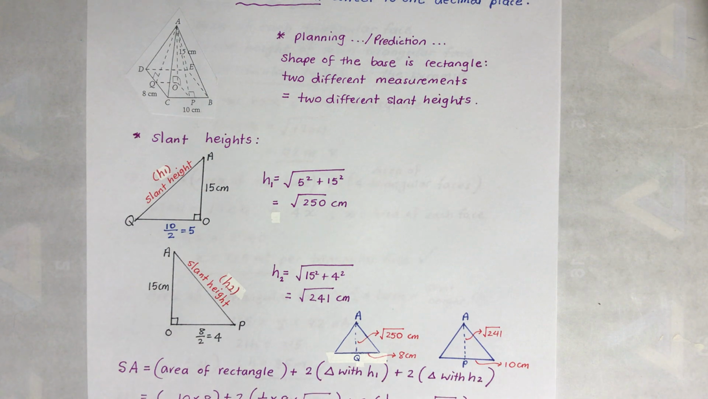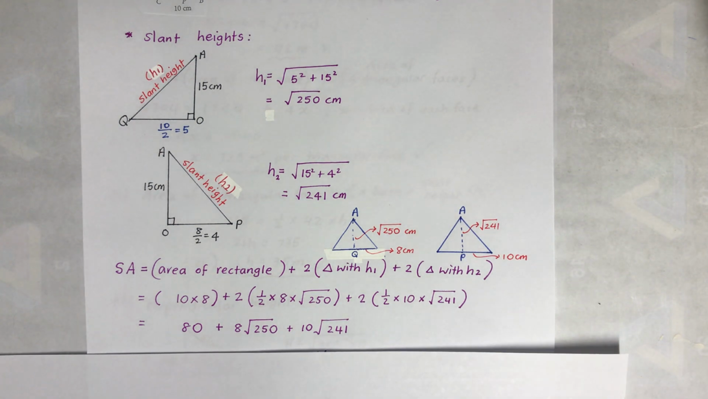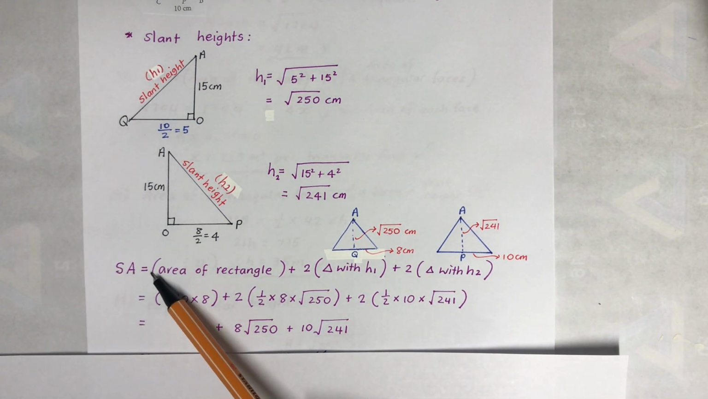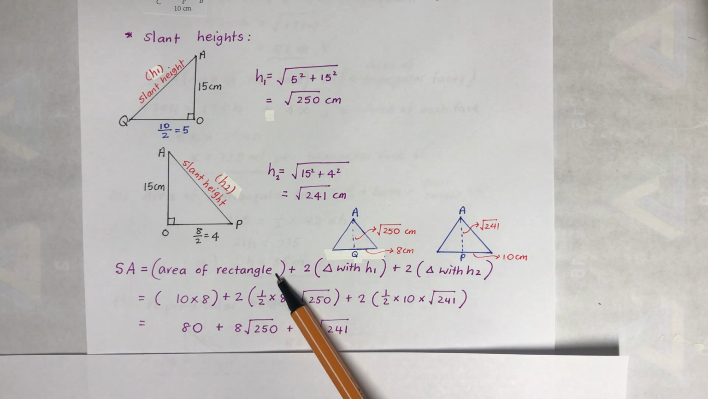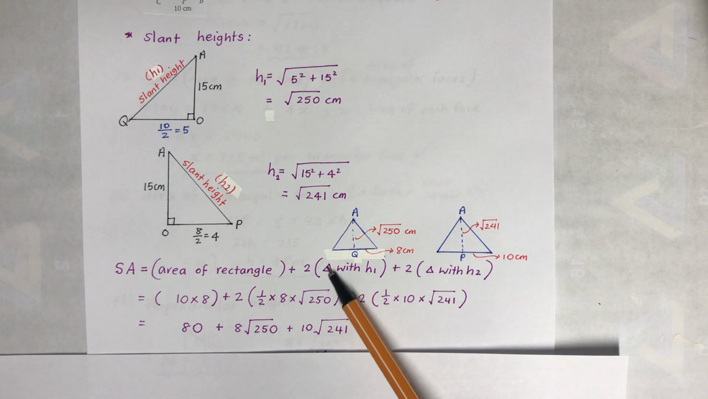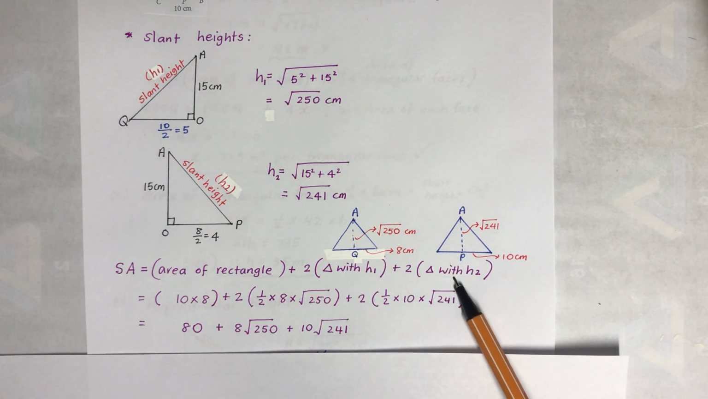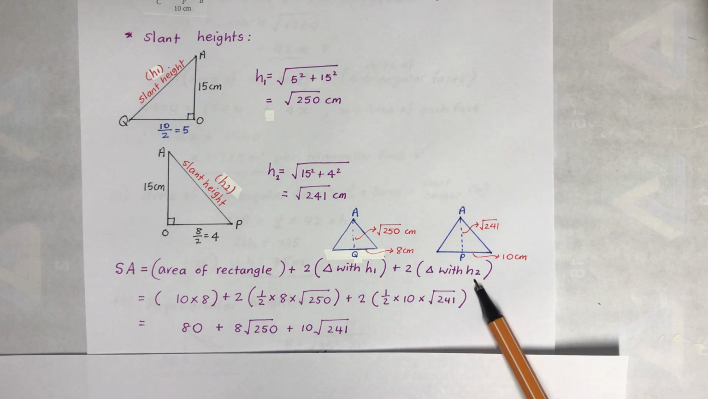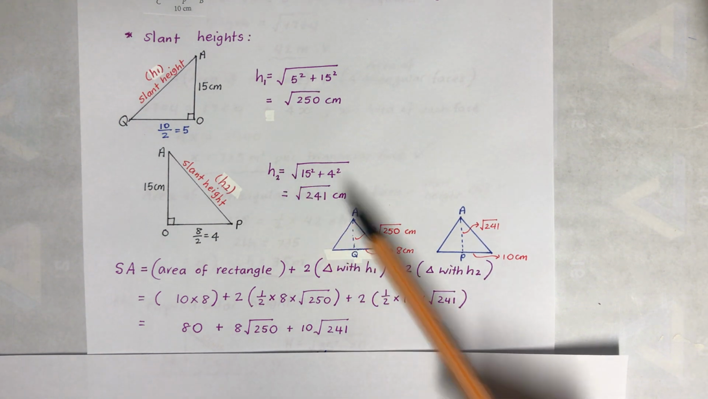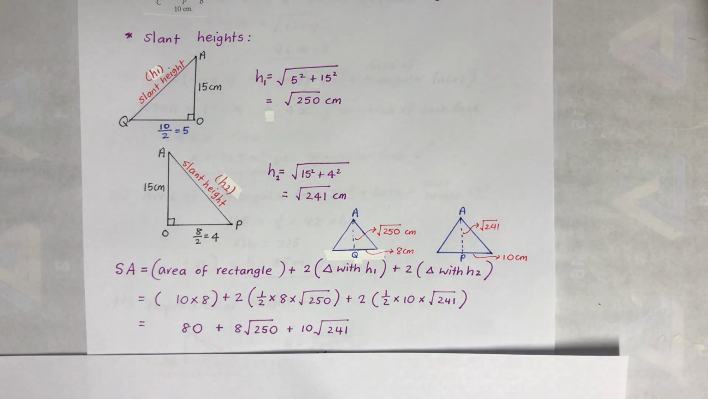That's not too bad. Now, this is going to be a little bit confusing, so go slow with this. Surface area equals area of rectangle. That's not a problem. Plus 2 times the area of the triangular face with the first slant height, and then 2 times the area of the triangular face with the second slant height. So there are 2 sets, and each one has a different slant height.